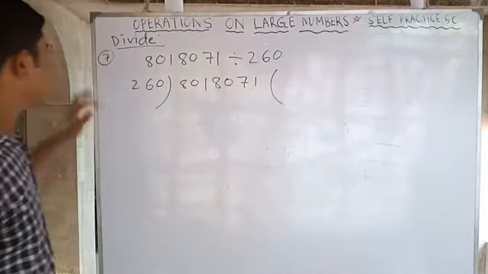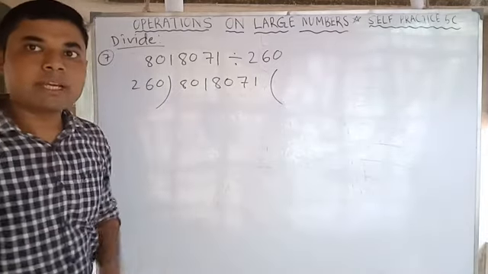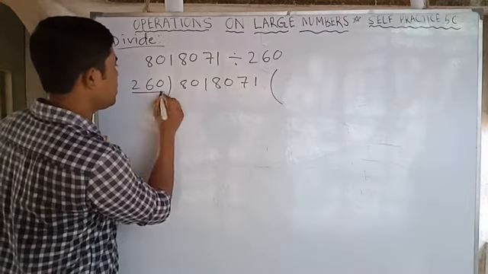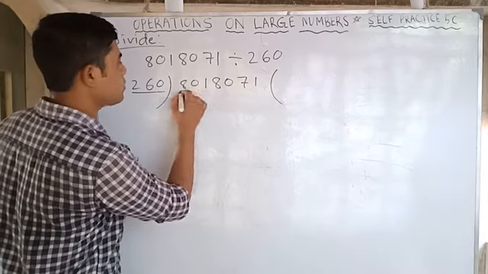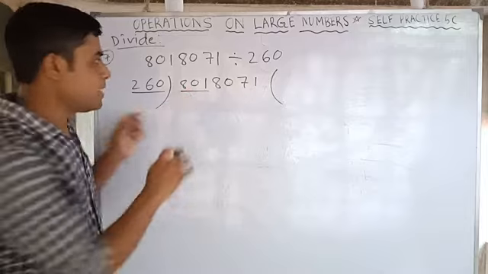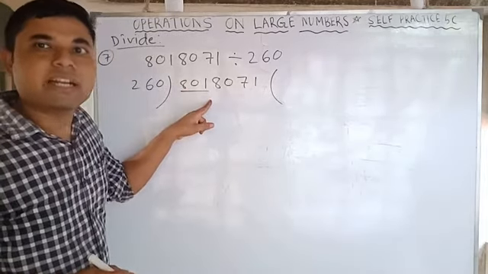So my dear students, we will do question number 7. First write in this way. So in the same way, what will we check? First check the digit. 260, 3 digit. Here 801. No problem because it is more. If it is more, no problem. That means we will check for 801.